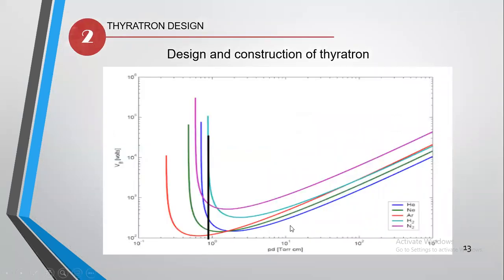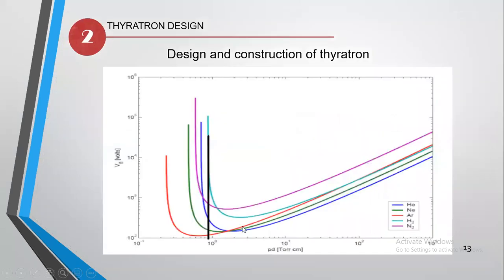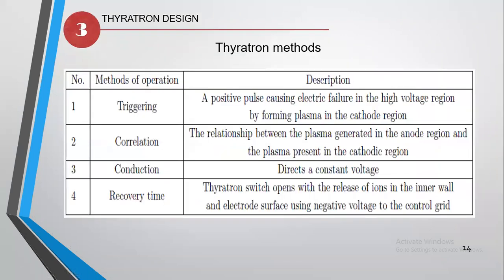And here is the Paschen's curve, as told earlier. Here is the breakdown voltage, and here is the P times D, which is the pressure times the electrode gap distance. So half multiplied by 1.8 will be 0.9, which is here, 0.9. This blue curve is the hydrogen. So we get a 100,000 volt breakdown.